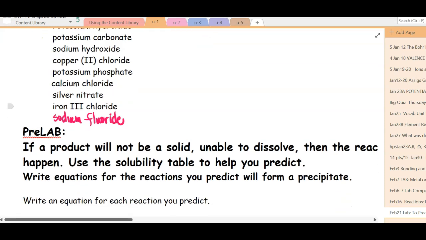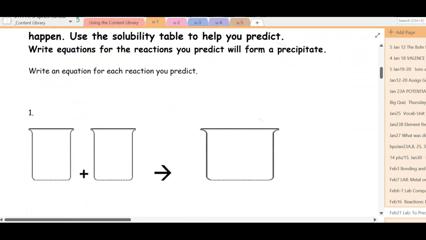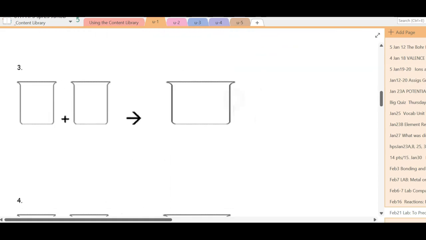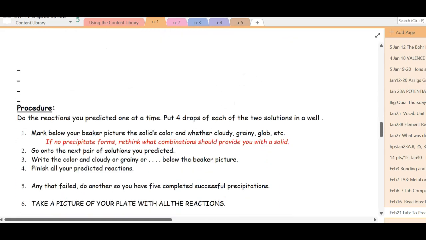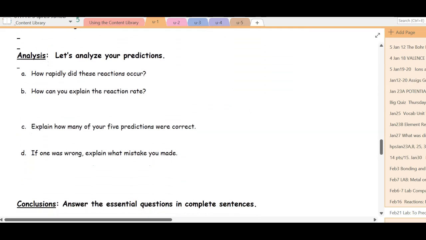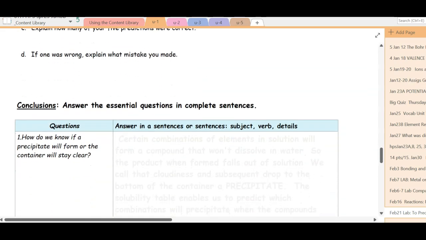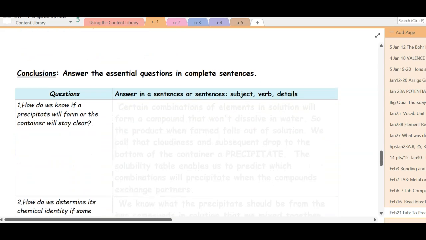All right, so you did all the predictions. This was you using your knowledge from the solubility chart to decide which things you wanted to pour together. So the procedure, etc. I wanted to know how rapidly these occurred because they're in solution, so they should happen very fast, right? And explain how many of your predictions were correct. And if wrong, what kind of mistake did you make?